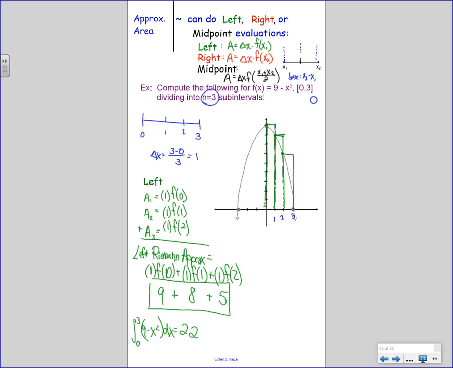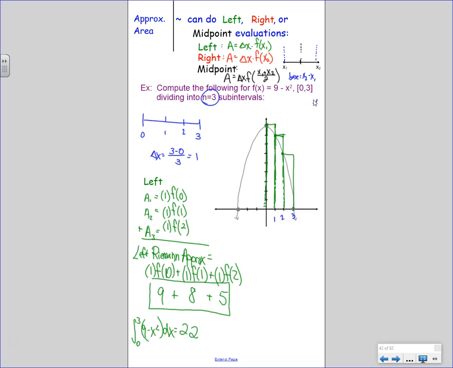But we do end up with an over approximation of 22. How do I know this is an over approximation of the actual? I went over the curve. Does anyone know why I went over the curve? What characteristic of the graph made it an over approximation? It is left, but what characteristic of the function? It's a negative parabola. So, I wonder, is it the concave downness or is it the decreasingness? And yes, they are different.